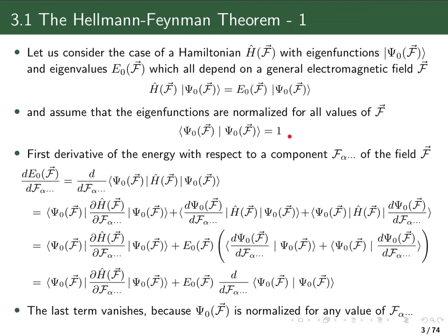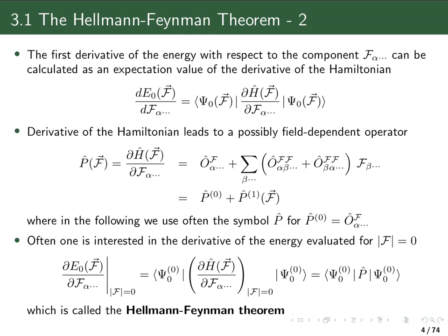But we start out with saying that the wave function is properly normed for all values of the field f. It's always 1, meaning it's a constant, and therefore the derivative of the norm is going to be 0. For any value of the field, we are left with the first derivative of the energy with respect to a component of the field, which can actually also be calculated. It's just the expectation value of the corresponding derivative of the Hamiltonian with the wave function.